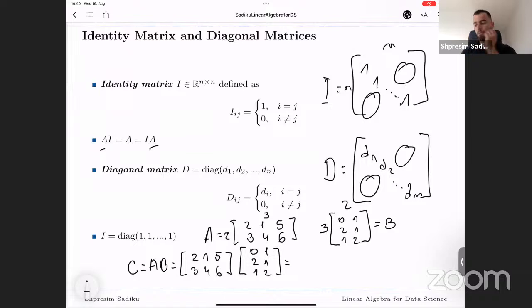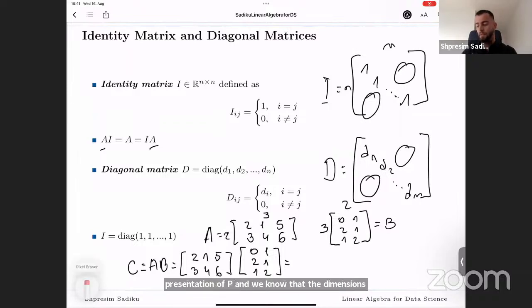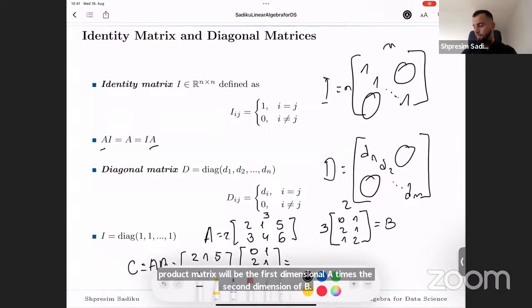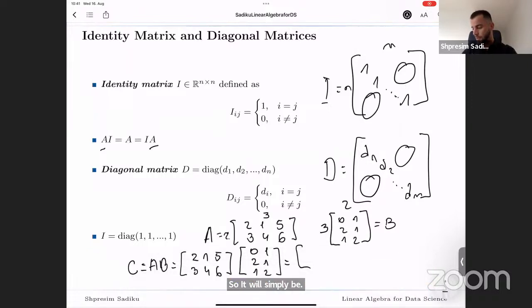All right, so first of all, we have the first matrix A, which is a 2 by 3 matrix, and the matrix B, which is a 3 by 2 matrix. So the second dimension of A agrees with the first dimension of B, and we know that the dimensions of the product matrix will be the first dimension of A times the second dimension of B. So it will simply be a 2 by 2 matrix.